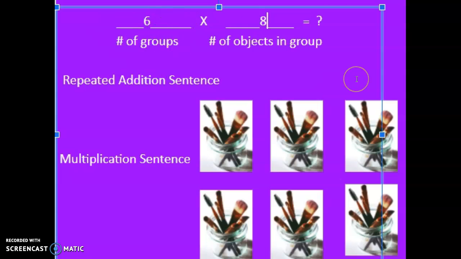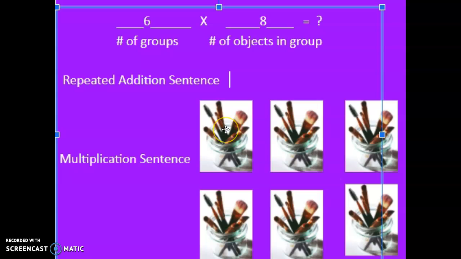So how could we represent this as a multiplication sentence and a repeated addition sentence? So we're looking at this picture again. Are we repeating the groups, or are we repeating the objects? We see that there's 6 groups, but what's repeating over and over? And that's going to be what's inside that jar. So that would be what our repeated addition sentence would look like.